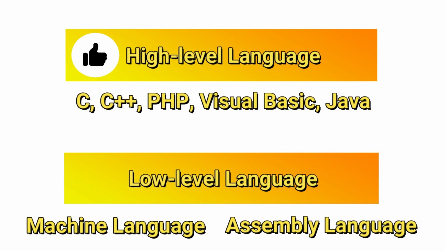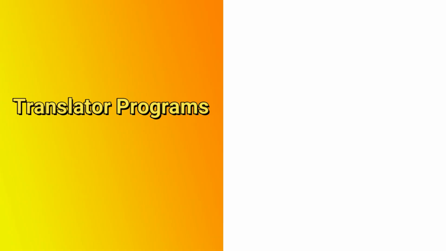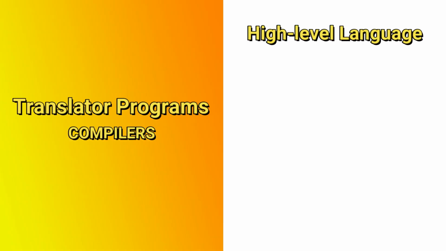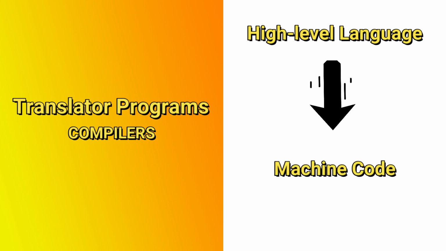The C, C++, Microsoft Visual Basic, and Java are among the most widely used high-level programming languages. Translator programs called compilers now convert the high-level language programs into machine language. So that sums up programming languages.